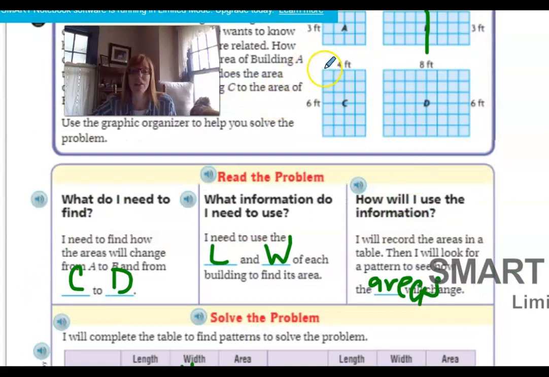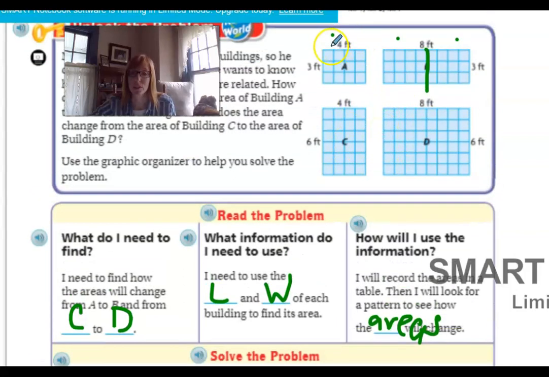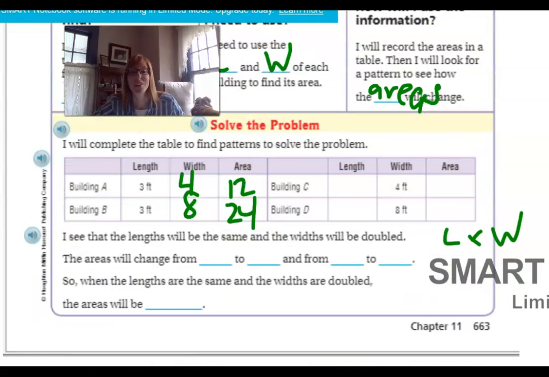We have the length here, which is 6, and we have the length here, which is 6. What is this? You are right, it is the double of the 3. Okay, so we have 6 feet down, 6 feet down. So we know that area is length times width.